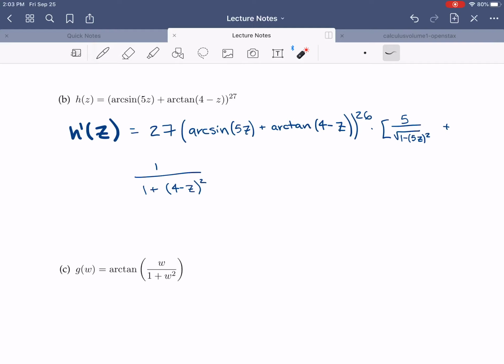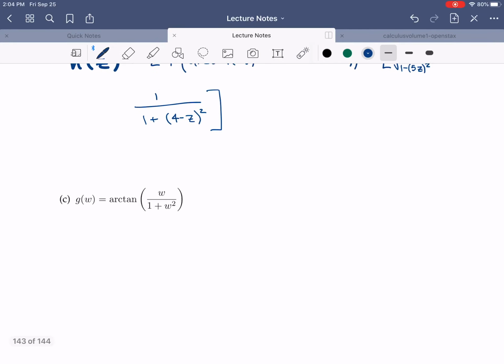So I could change the numerator to be negative 1, or instead of being an addition, make it a subtraction. Okay, and now we're all done. So it's long. You wouldn't want to try to simplify it or anything like that. Just leave it like that.